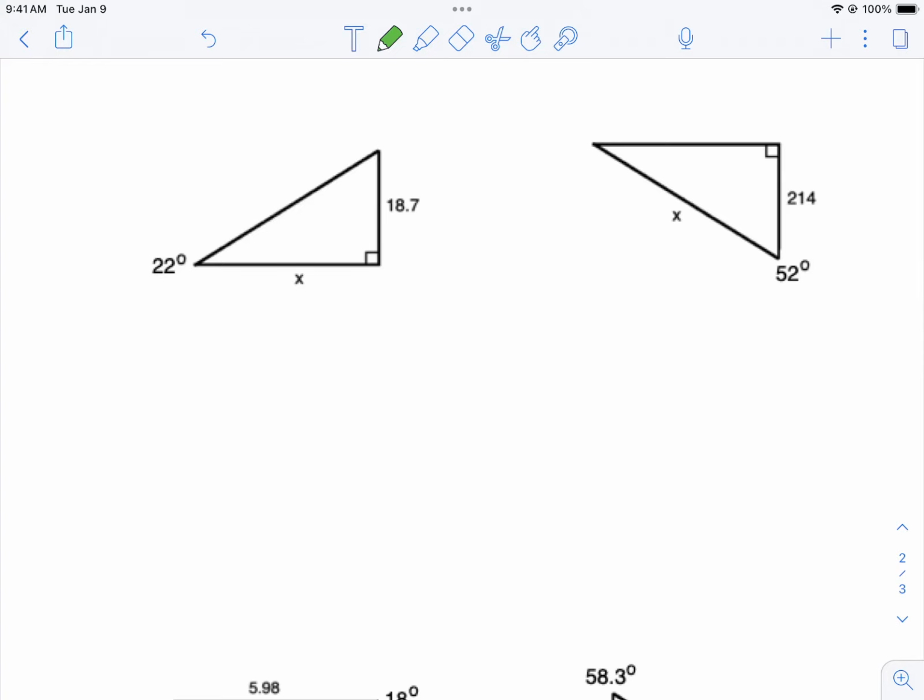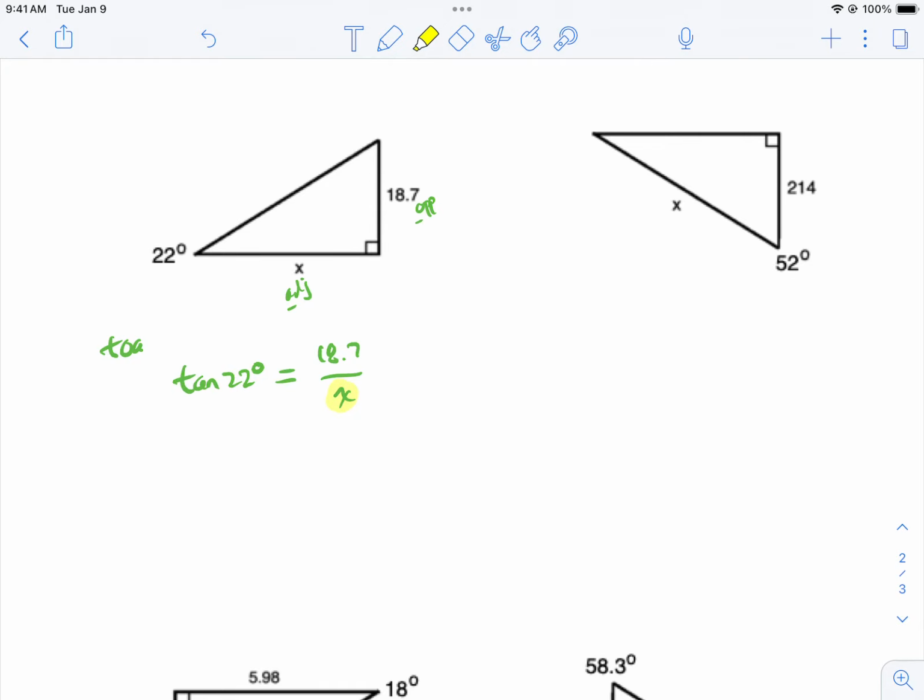So looking at this right triangle, there's the angle that we know. And remember, if I come through the middle of the triangle, I get to the opposite side, and then here's the adjacent side. So it's OA, it's TOA. It's definitely TOA. So we would say the tangent of 22 degrees, the angle, is OA, opposite 18.7 on top of adjacent x. Okay, it is a tangent. Do you notice something different, though?